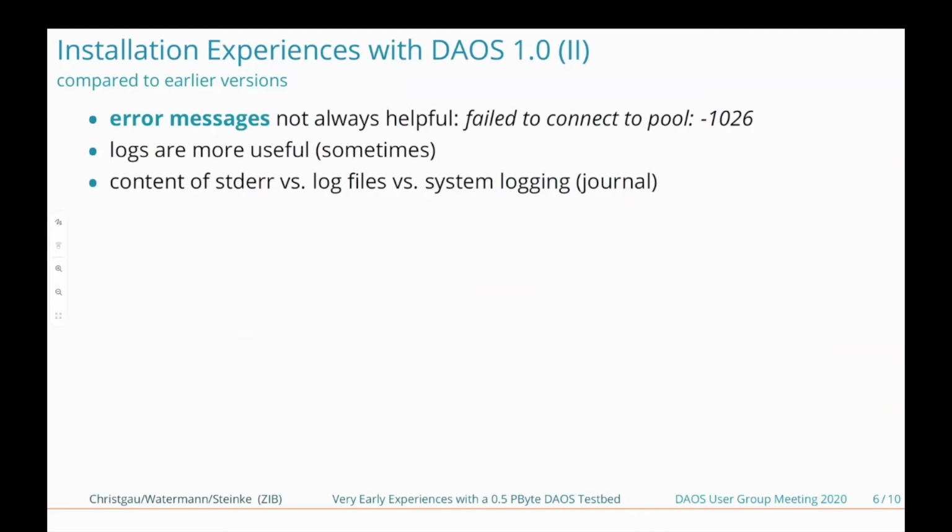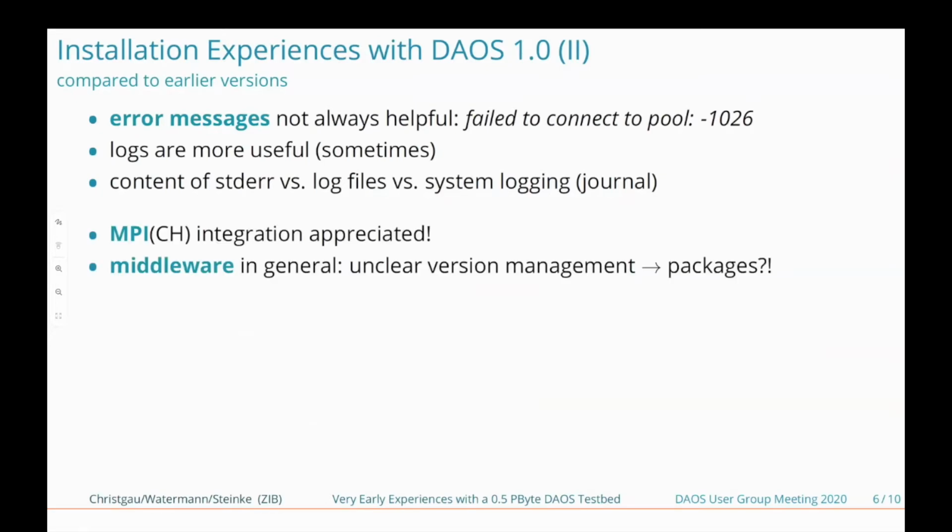Continuing with our experiences, the error messages are not always that helpful. You end up with error codes like -1026, and then you can look into the source code to find the actual reasons or a better explanation, except this number. Sometimes you find more helpful information in the log files, but it is also kind of annoying to look at different sources for log messages, like the error output on its own, the different log files that are present in an installation, and even then you may have information in the system journal or in the system logging mechanism, which is different from the two logging facilities I mentioned before. So you have to keep an eye on all these resources to get all the information, which is, as I said, sometimes kind of tedious.